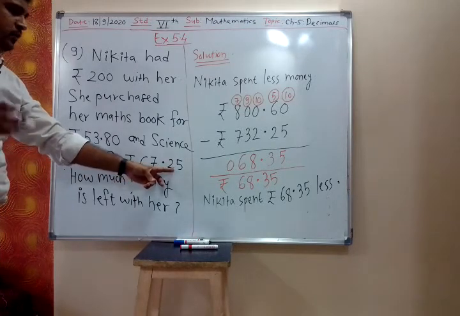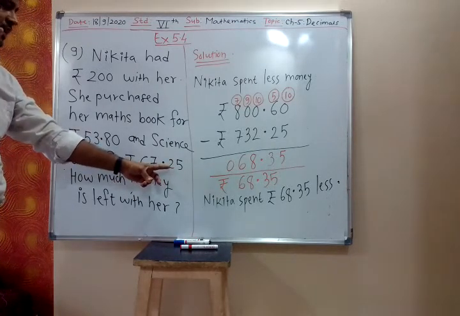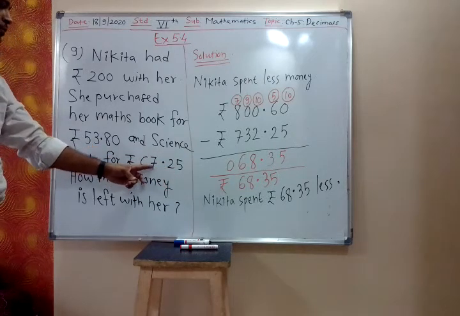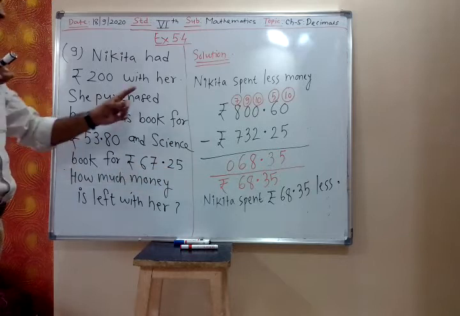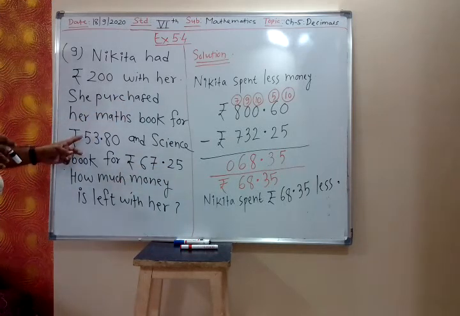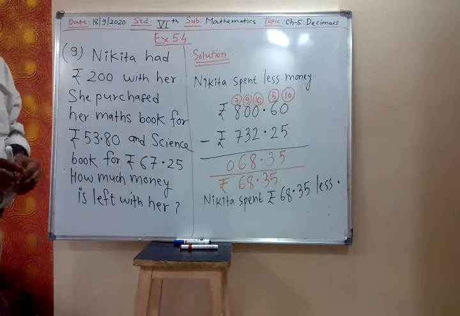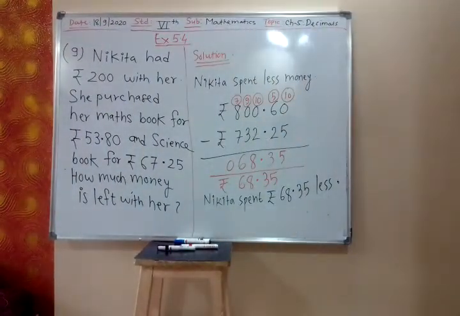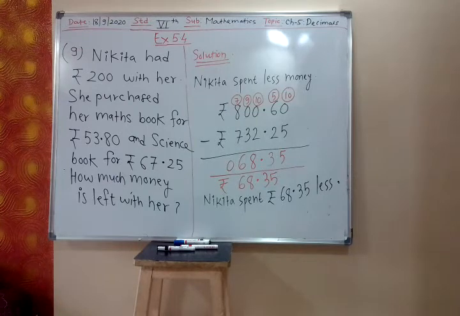25 is paise. After the point it is paise. Remember, 67 is rupees and 25 paise. Here, 53 rupees 80 paise. Yes, now it is clear. It is very much clear, right?